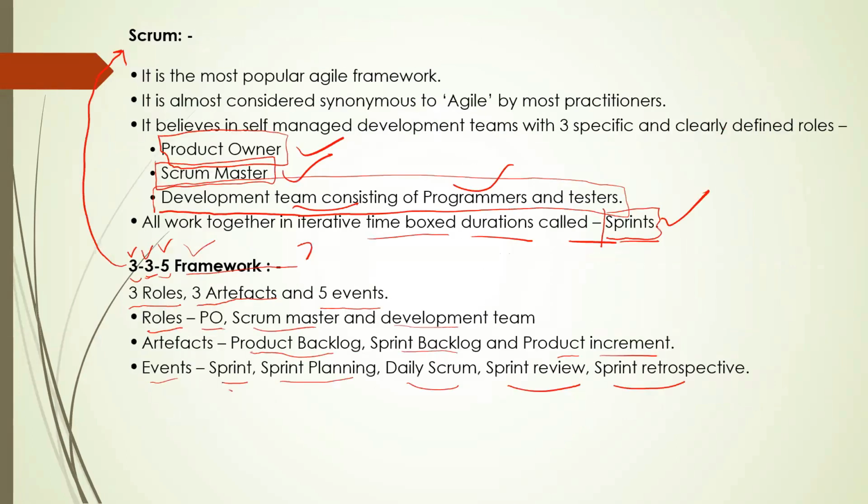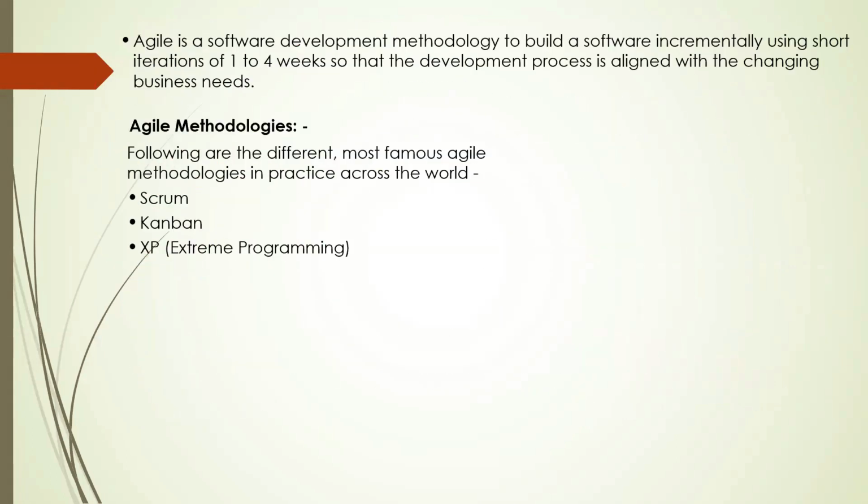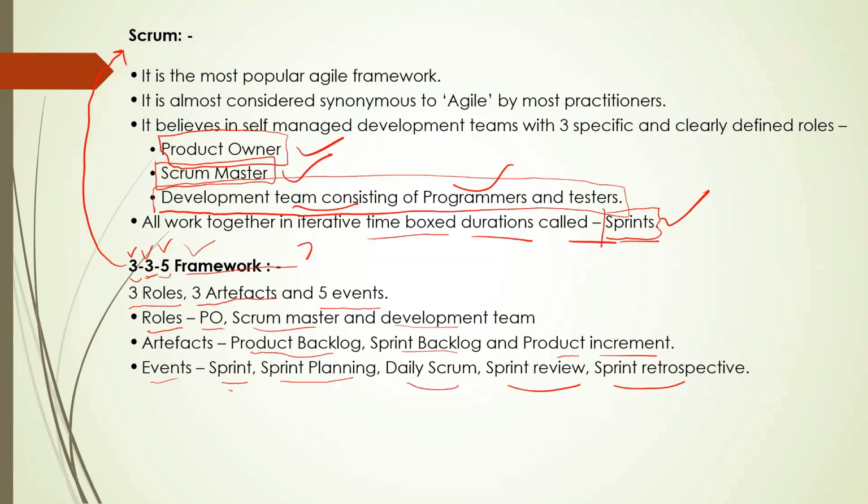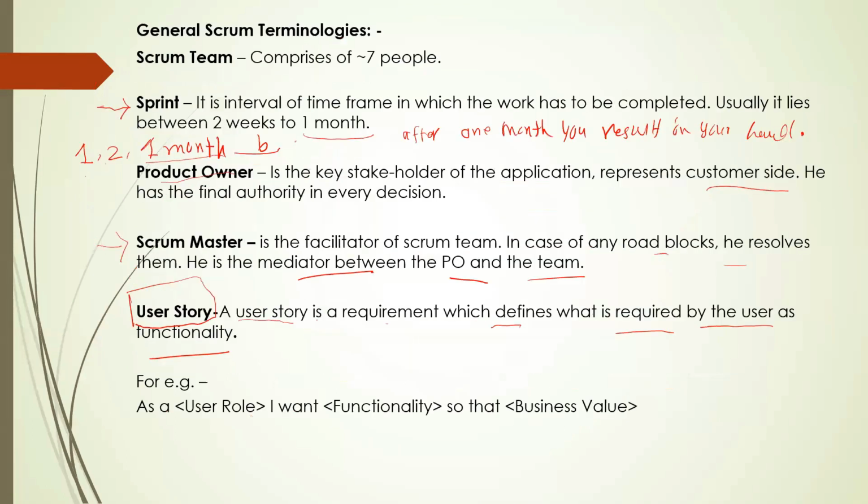I explained these concepts: what is Agile, what kind of Agile terms and terminologies we have, like Scrum, Kanban, Extreme Programming. We covered Scrum in detail, what kind of roles and rules Scrum has, and why people call this the Scrum 3-3-5 framework. We understood that it has 3 roles, 3 artifacts, and 5 events. Next, the terminologies like sprint, product owner, Scrum Master, user story. These sorts of technical terminologies which people use inside the company, we have seen. I will stop the session right here.